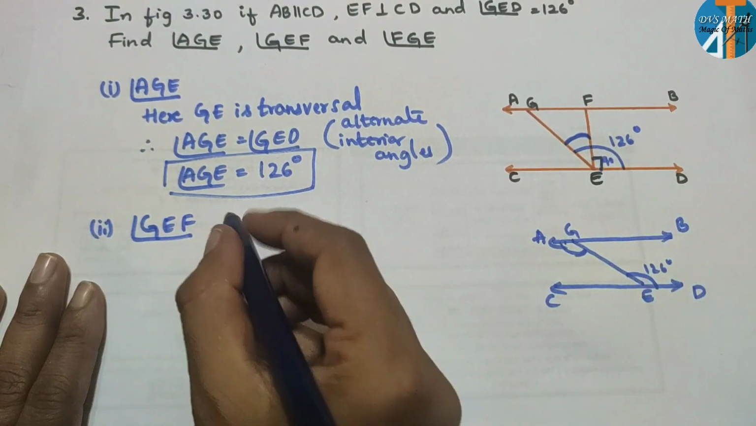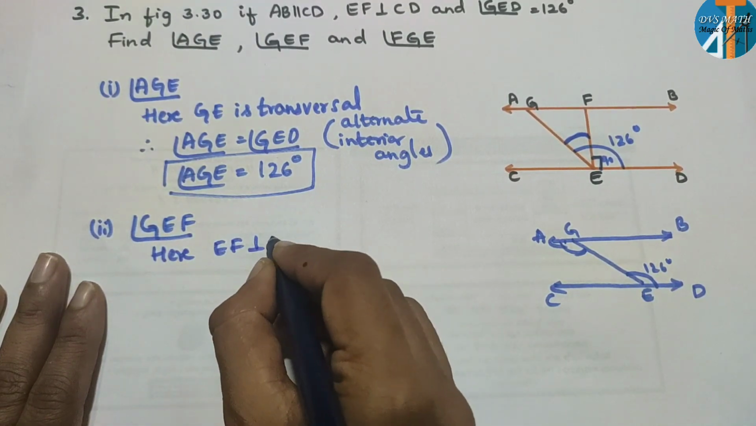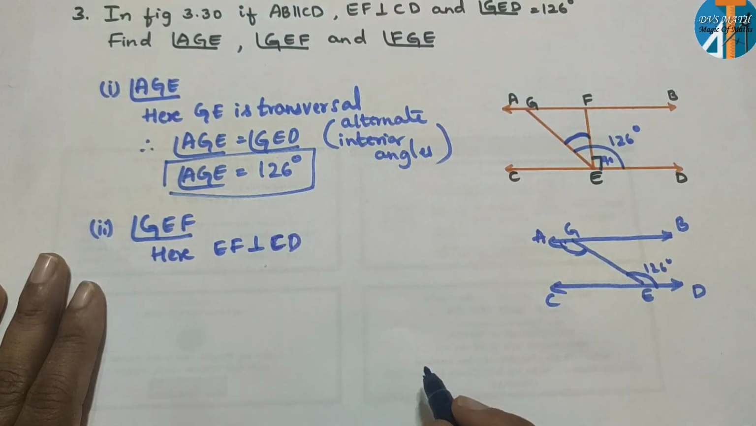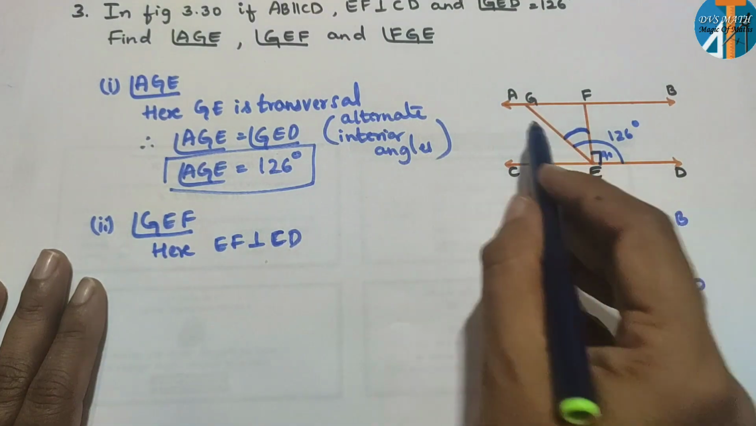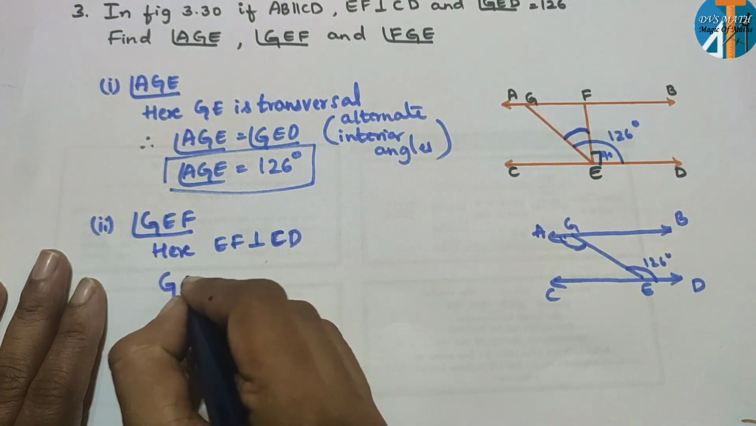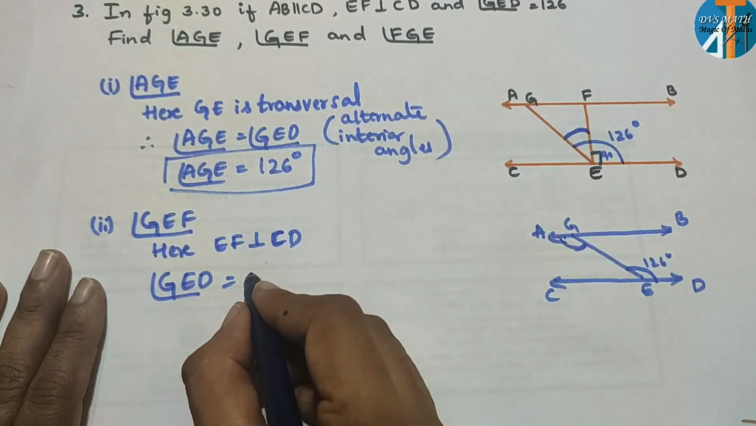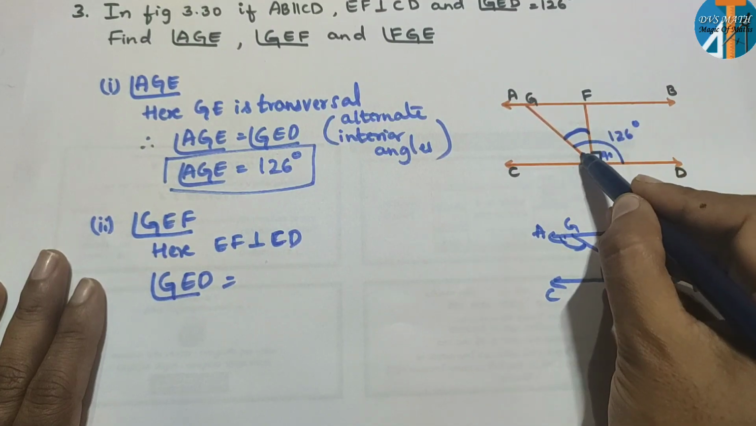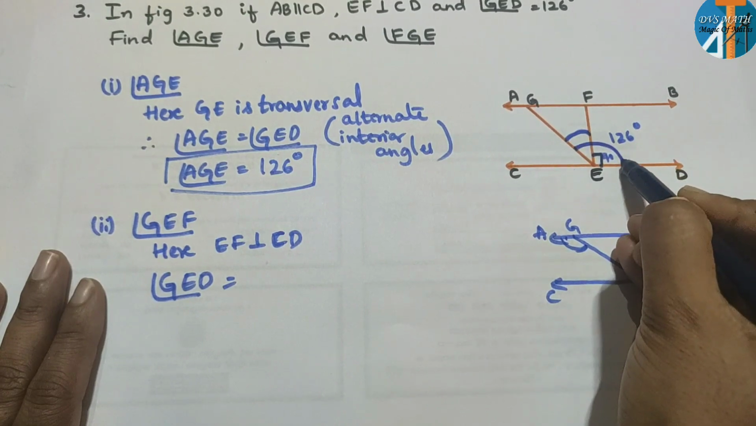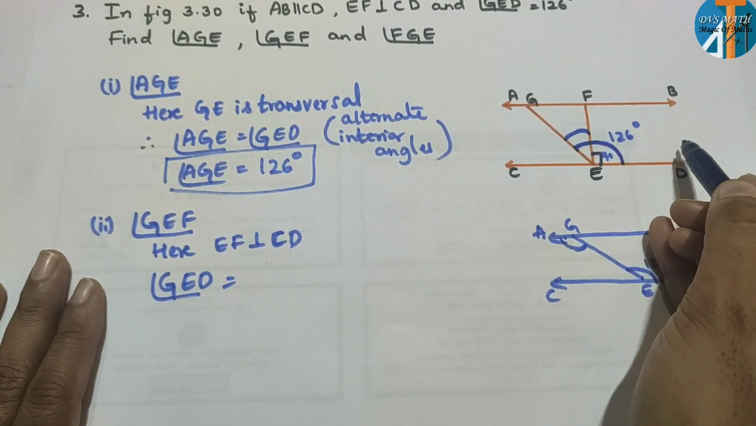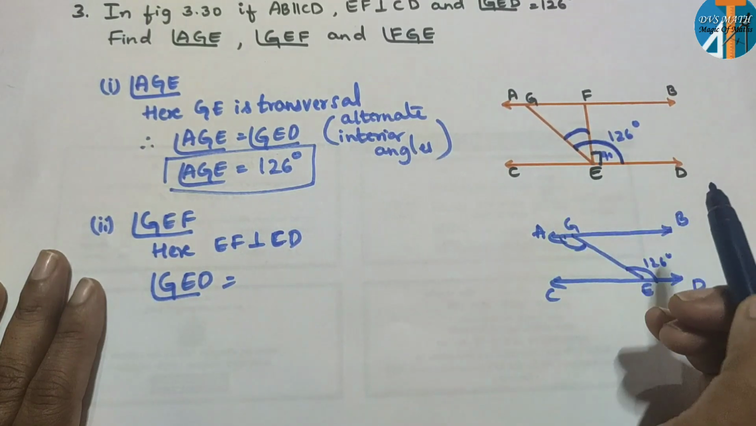So here what we can write: EF is perpendicular to CD. Now here they are asking about GEF, right? Or you can write it as GED. If you want to get the total angle GED, you have to add these two angles. So that is this GEF. Observe carefully, GED, this whole angle is 126 degrees. And this whole 126 degrees is the sum of this 90 degrees as well as GEF.